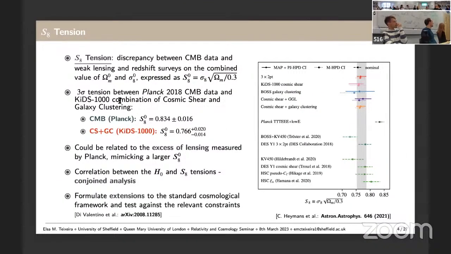Okay, then we have another tension, which is called the S8 tension. So S8 is this parameter over here that basically relates sigma 8, which is just in some way the scale of the matter power spectrum today, and then we have omega matter here. From weak lensing measurements, it's quite well understood that this tension is really on S8, not on sigma 8. And so this means that there could be problems in the way omega matter is being parameterized.